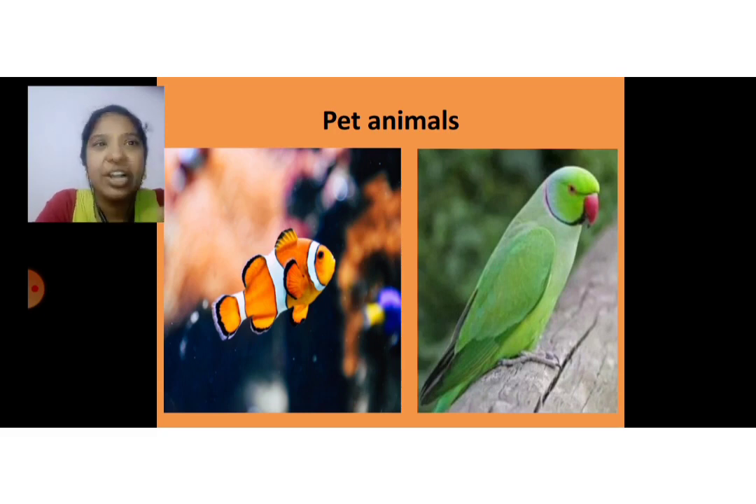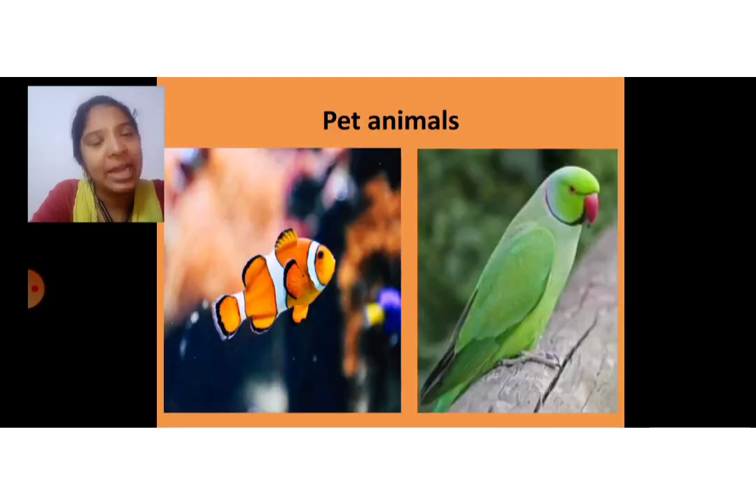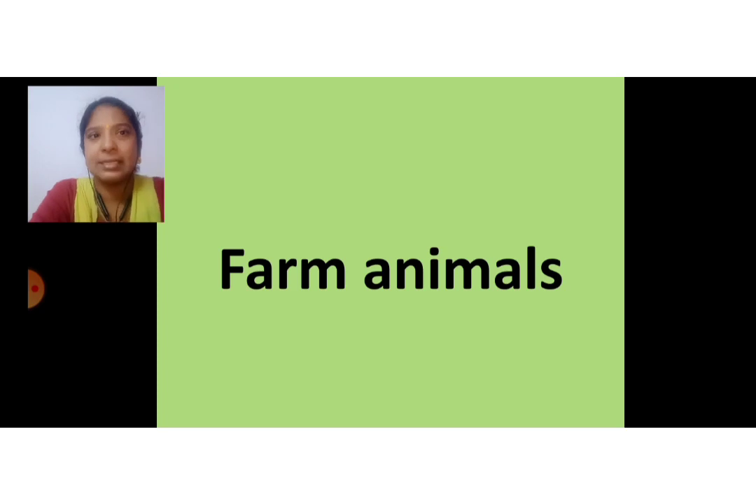So fish, rabbit, even rabbits are kept in our homes as pet animals. Dog, cat, fish, parrot are some of the pet animals.